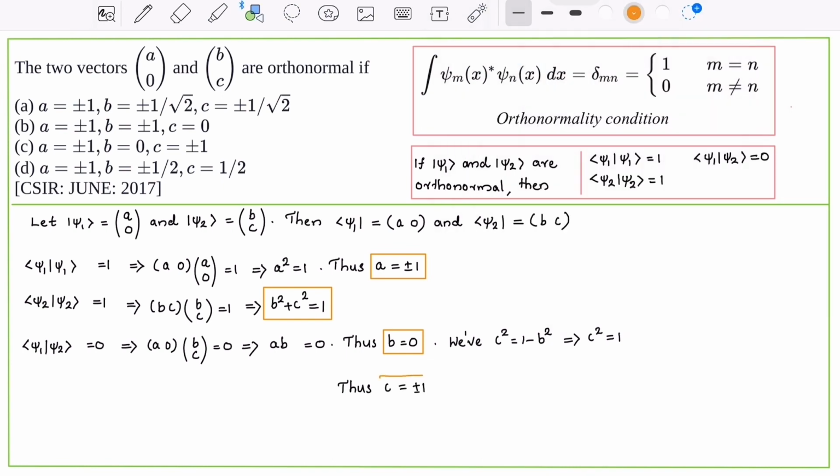Now we have A is equal to plus or minus 1, B is equal to 0 and C is equal to plus or minus 1. Option C is correct.